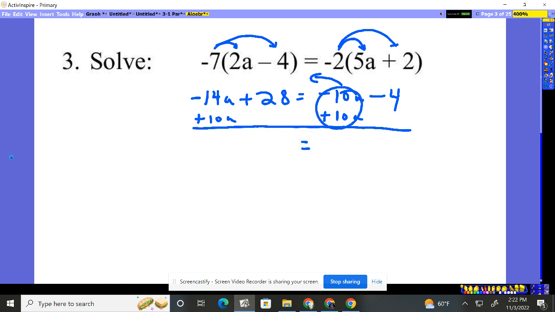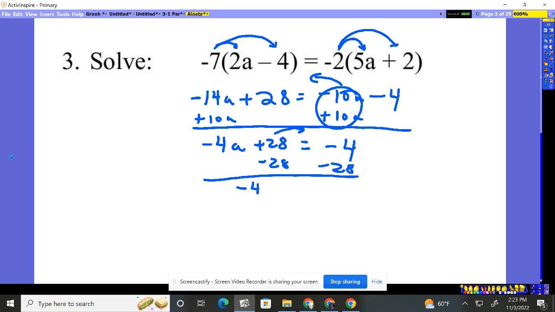Make sure it's a -4 that you're left with. Don't forget about the sign in front. -14a plus 10a is -4a, plus 28. I'm now going to move my number over, so I subtract 28. I have -4a equals -32. If you lose 4 and then lose 28, you've lost 32. Or if the temperature is -4 and it goes down 28 degrees, it's -32.